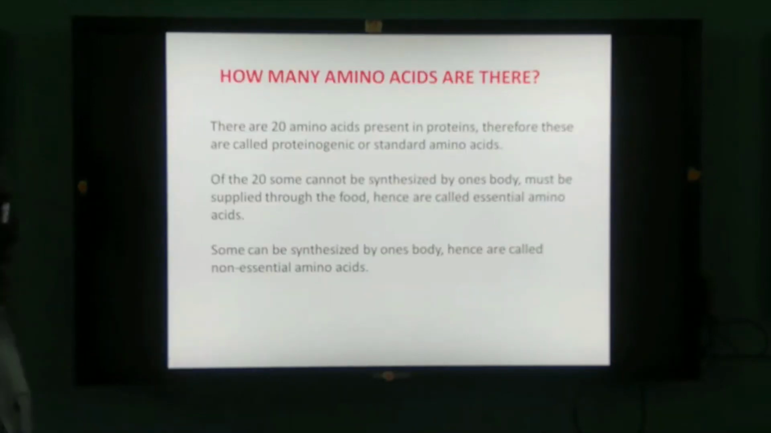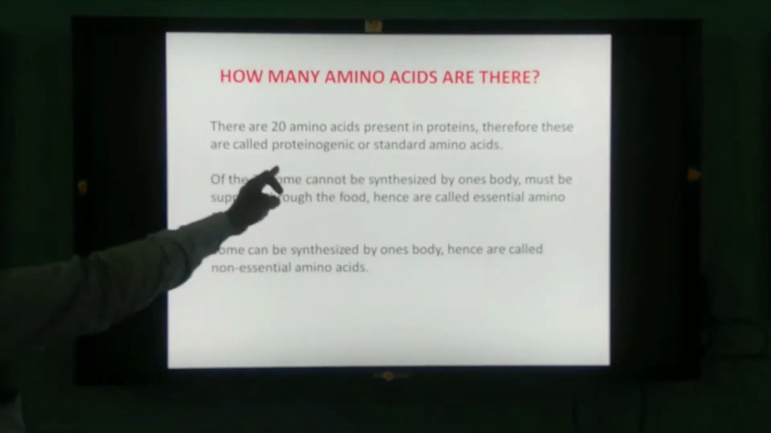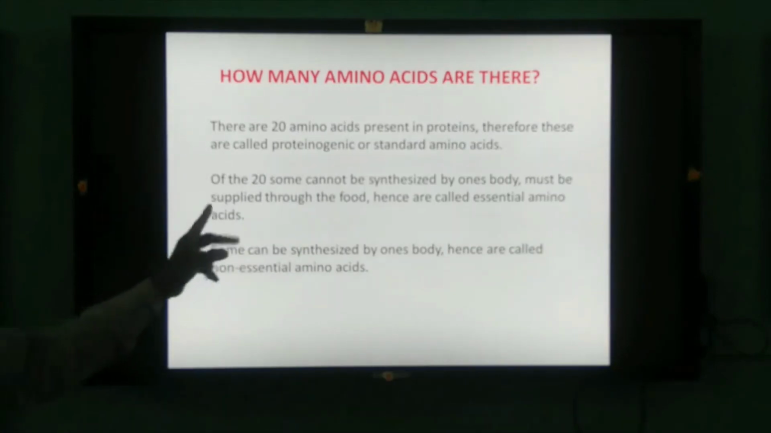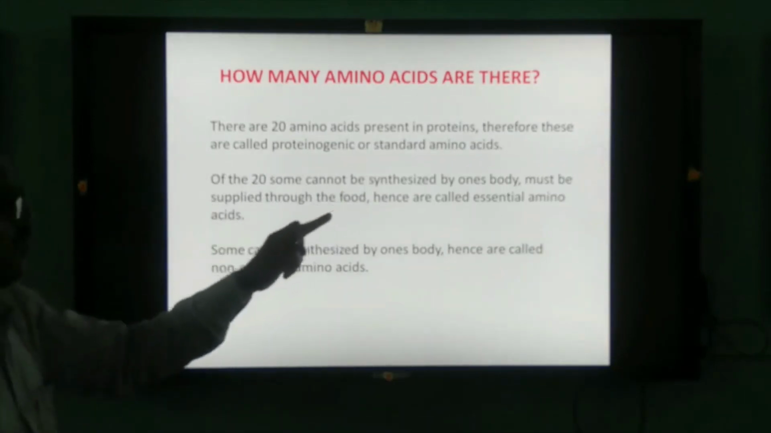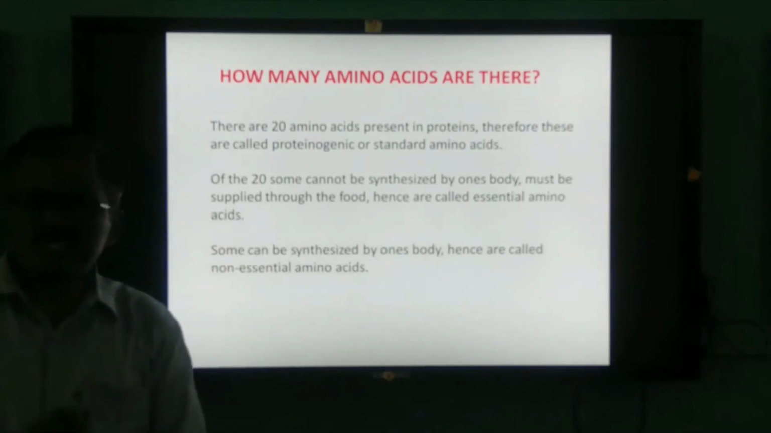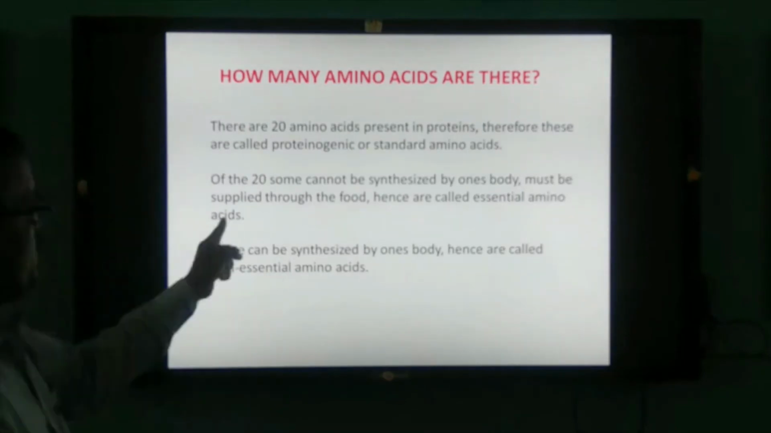How many amino acids are there? There are 20 amino acids present in proteins. These are called proteinogenic or standard amino acids. Of the 20, some cannot be synthesized by one's body. So not all these 20 amino acids are synthesized in the body. So which are essential amino acids? Those that must be supplied through the food, hence are called essential amino acids.